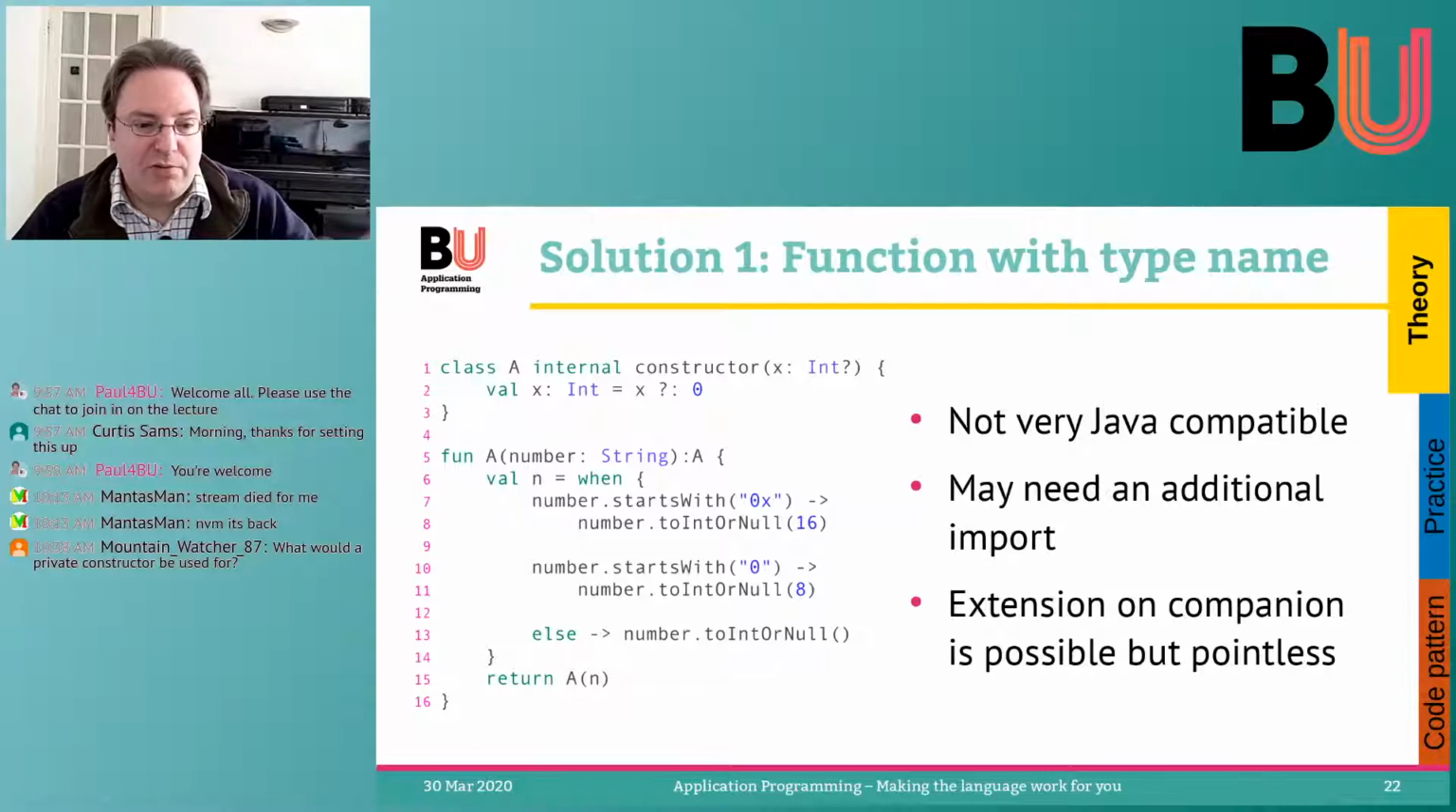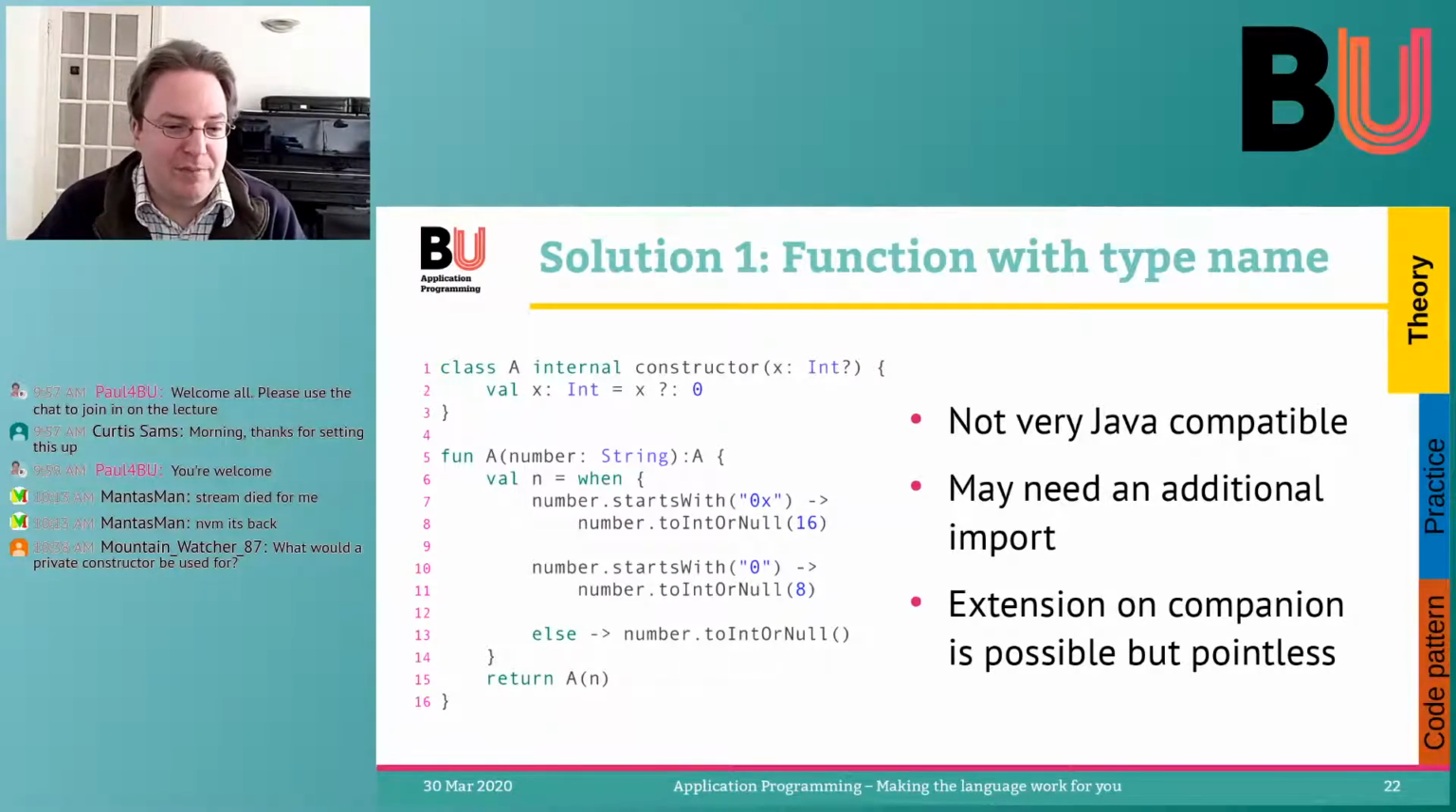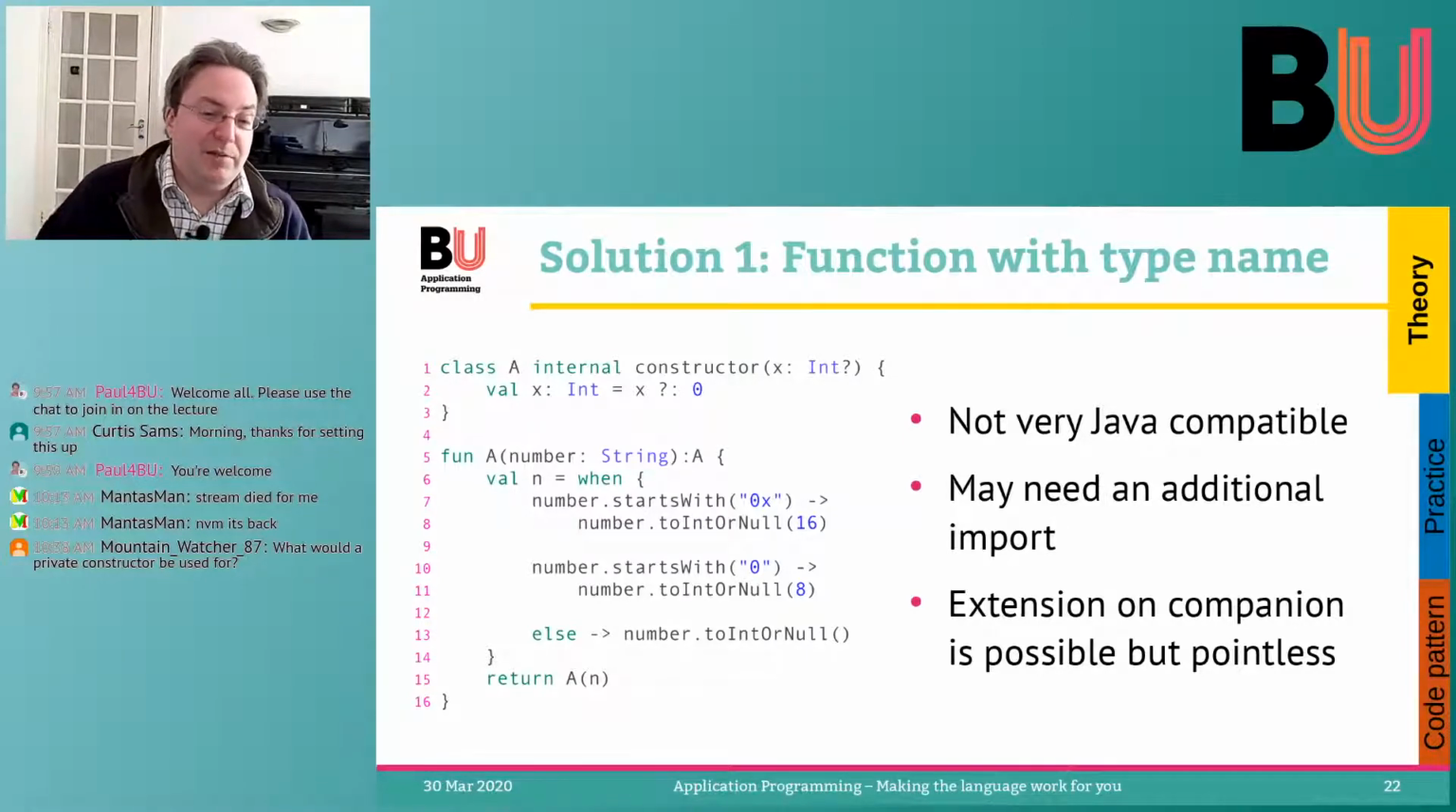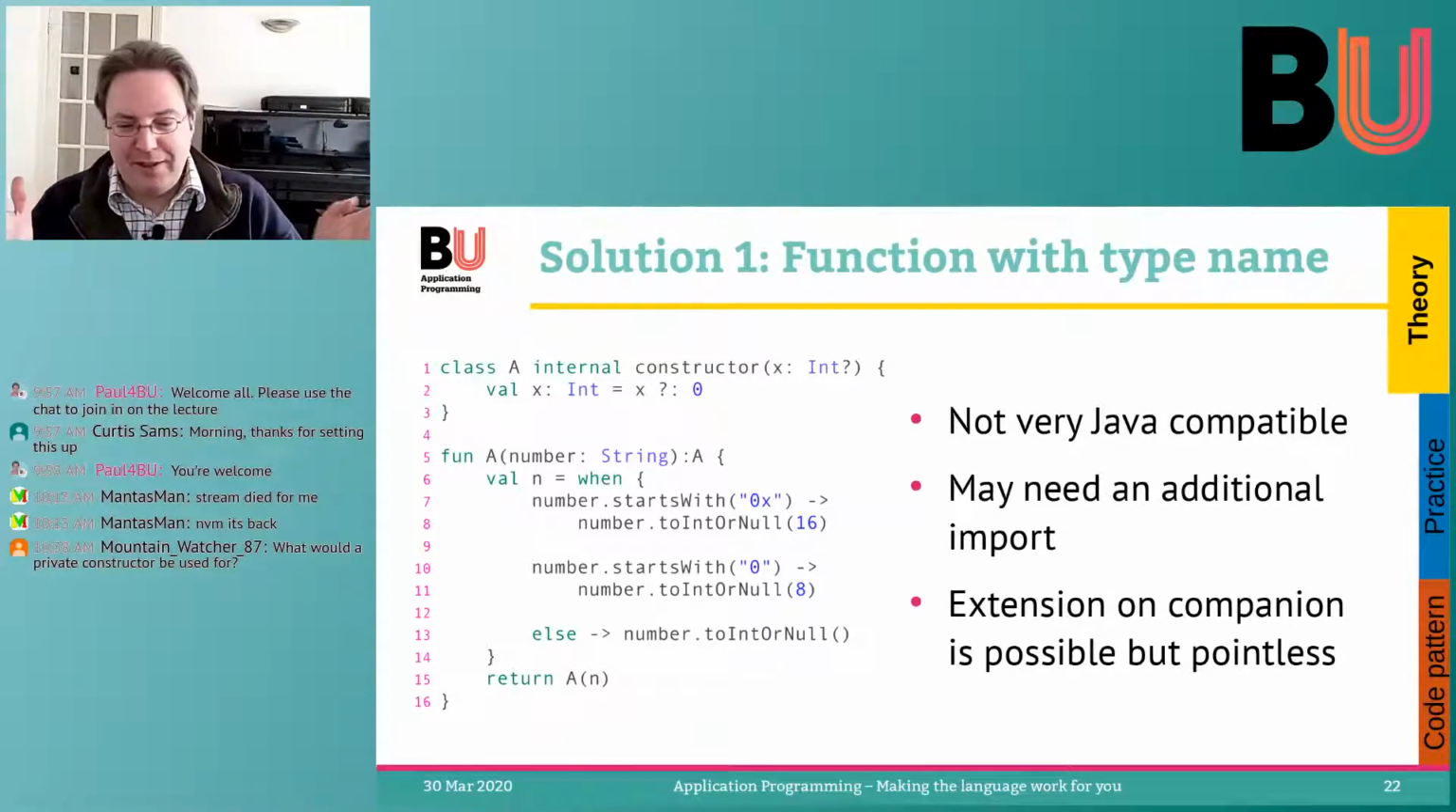So in this case, what we do is we have a number as a string, and then we check, does this start with 0x, then we make an integer as if it is a hexadecimal. Otherwise, if it starts with a 0 only, then it must be an octal number. These are Unix conventions, doesn't really matter.